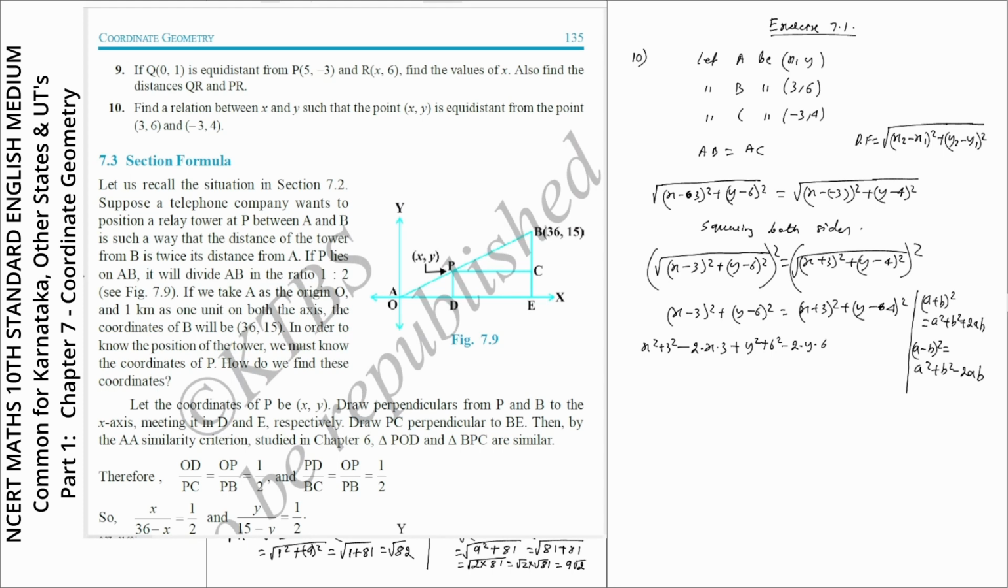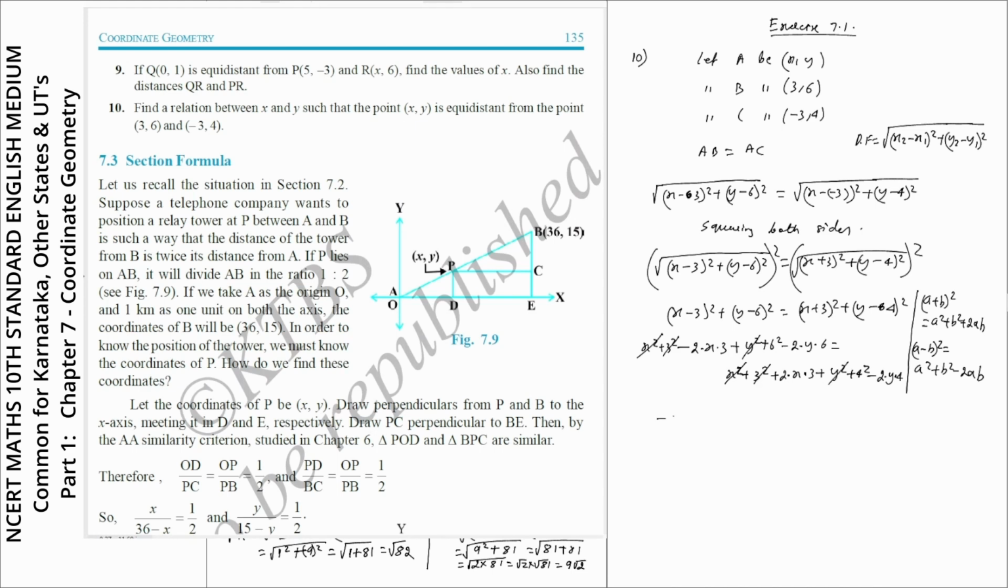This is equal to, in the right hand side, (x plus 3) the whole square, that is x square plus 3 square plus 2 into x into 3, plus (y minus 4) the whole square is y square plus 4 square minus 2 into y into 4. Now in the left hand side and the right hand side x square is common. I can cancel 3 square, and y square also I can cancel.